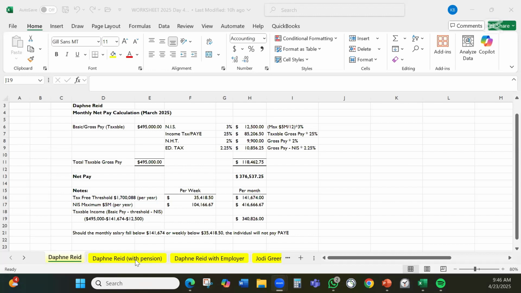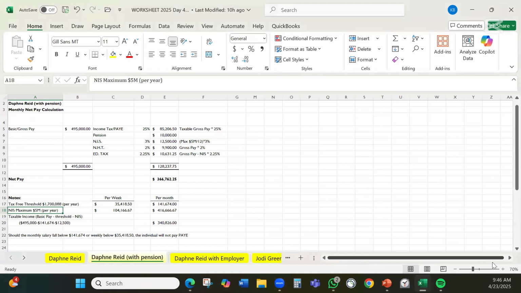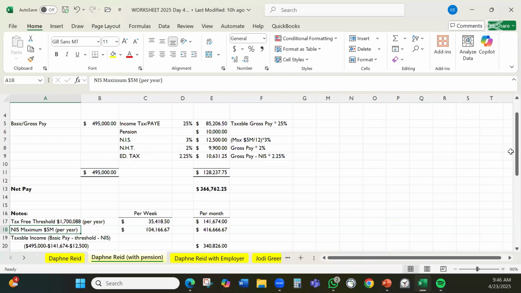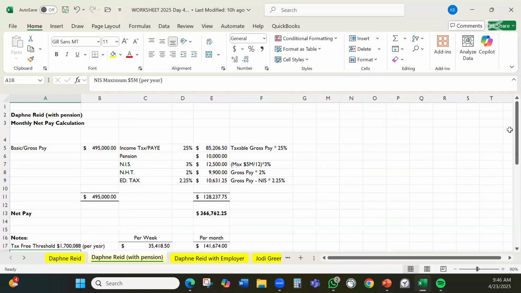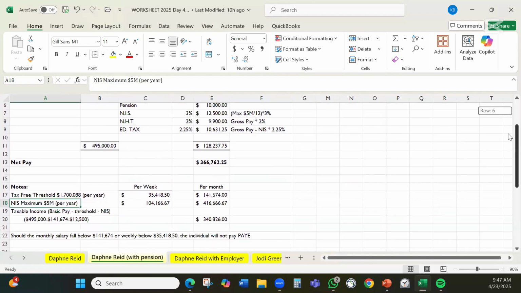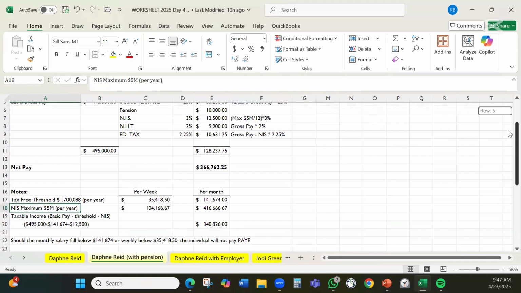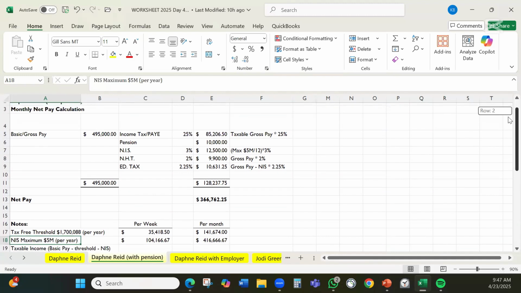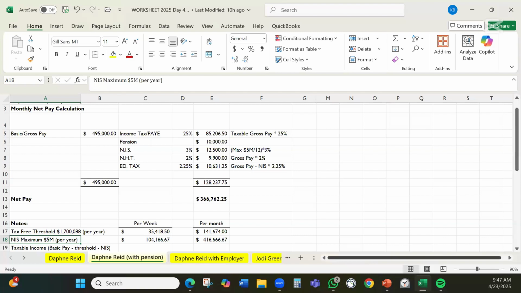Suppose Daphne was making a contribution to an approved pension fund. I trust you can see. All right, so it is similar to what we had before. Our earnings are the same, but this time she is now paying pension. So the pension is an allowable amount for tax purposes. So let's go.